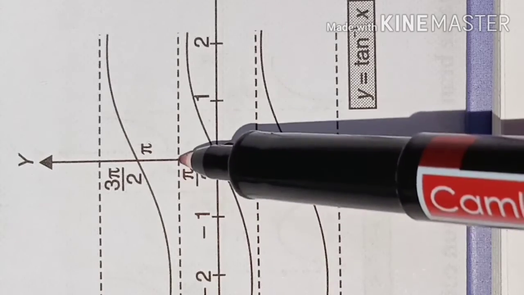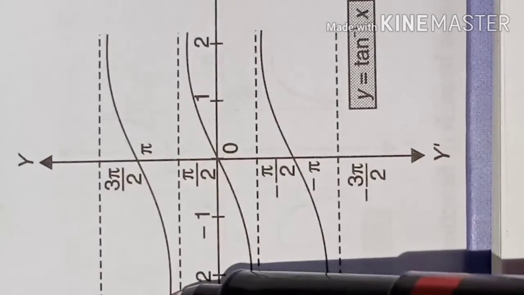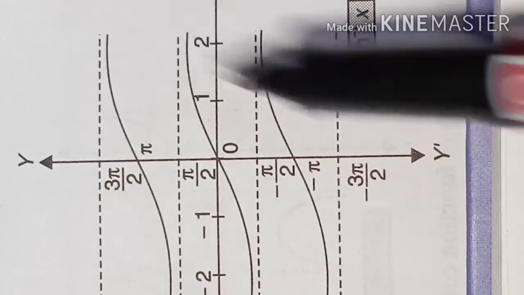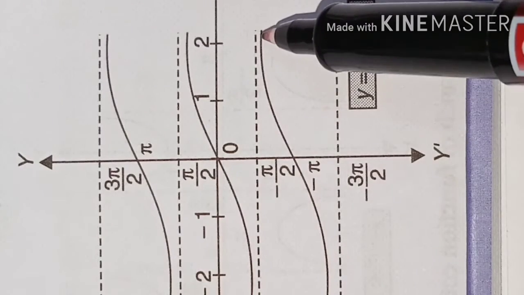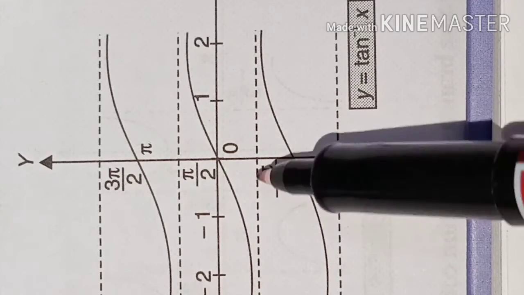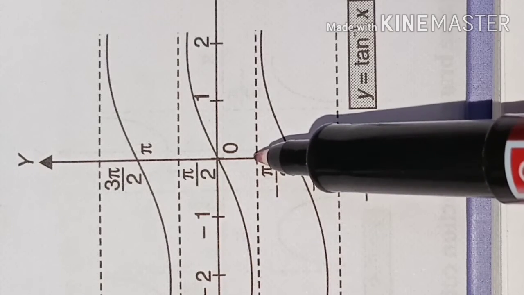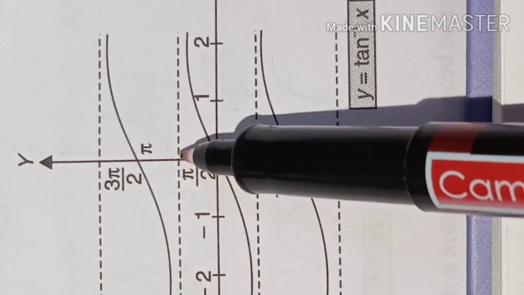In another branch, which is not the principal branch, this is also a tan inverse graph. In another branch between minus pi by 2 and 3 pi by 2, this is also a tan inverse graph, but this is not principal. The principal branch is between minus pi by 2 and pi by 2 only. Is it clear, students?